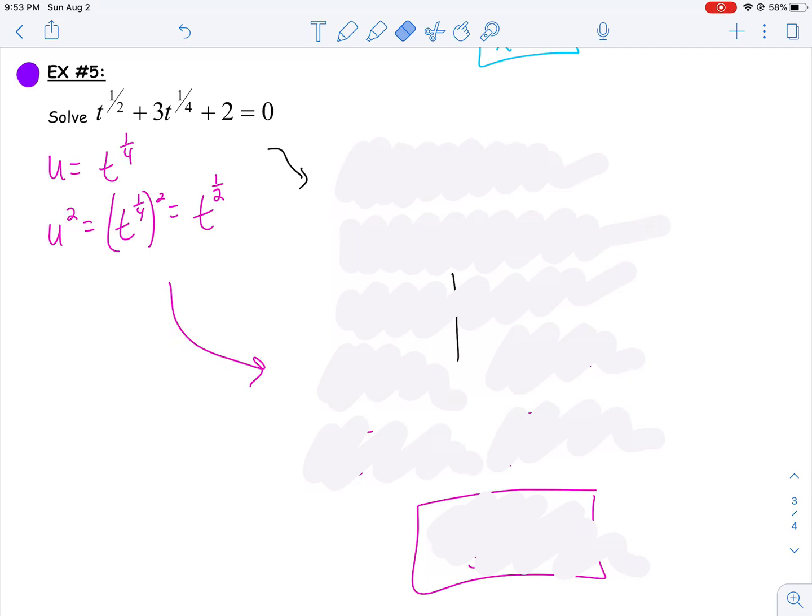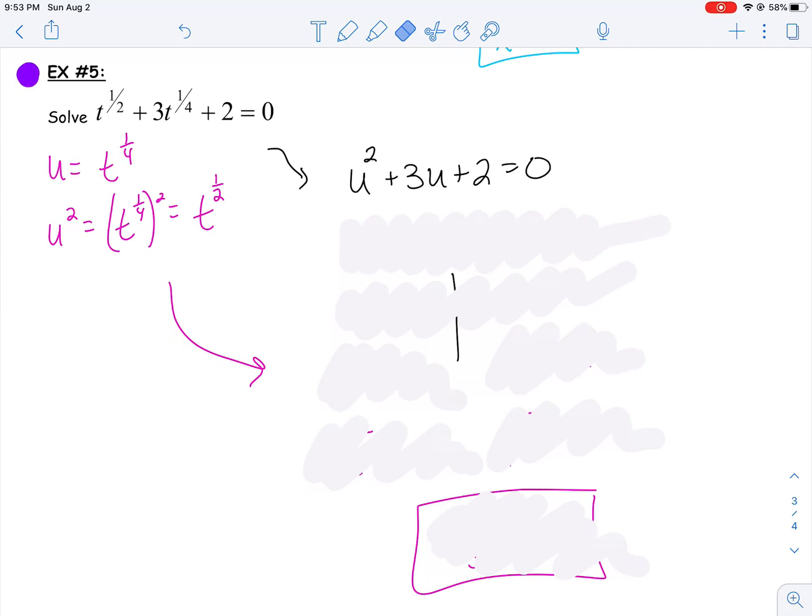That means I should be able to take out my complicated pieces of my original and use u substitution. I could really say that t to the 1/2 is the same thing as u squared, plus 3 times u, because u is the same thing as t to the 1/4, plus 2 equals 0. So now I have a quadratic equation, u squared plus 3u plus 2 equals 0. And now I can solve using my quadratic techniques.